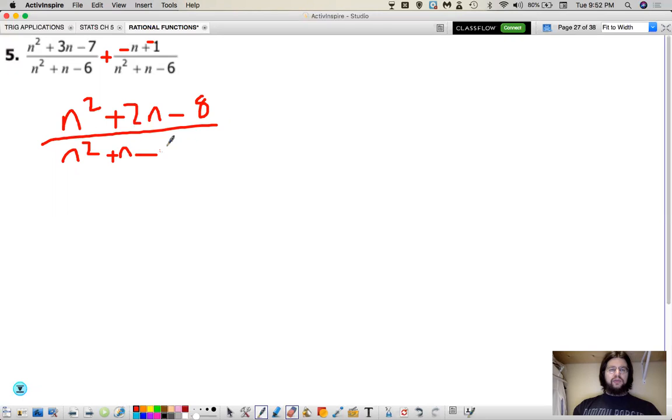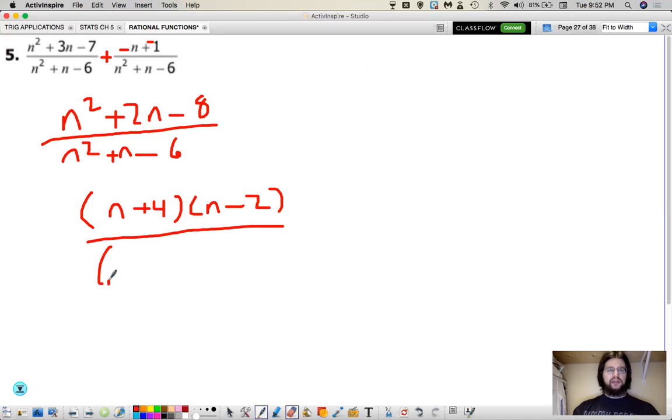And then we're going to factor numerator and denominator. So this chapter is going to be a lot of factoring. AC method, I'm just going to do it in my head. You can write it out if you need to. That's going to be n plus 4 and an n minus 2. AC method again, that's going to be an n plus 3 and an n minus 2. N minus 2's cancel. We've got n plus 4 over n plus 3, the end.